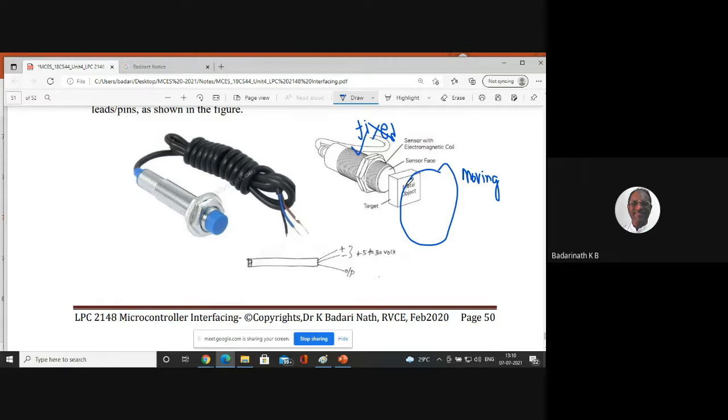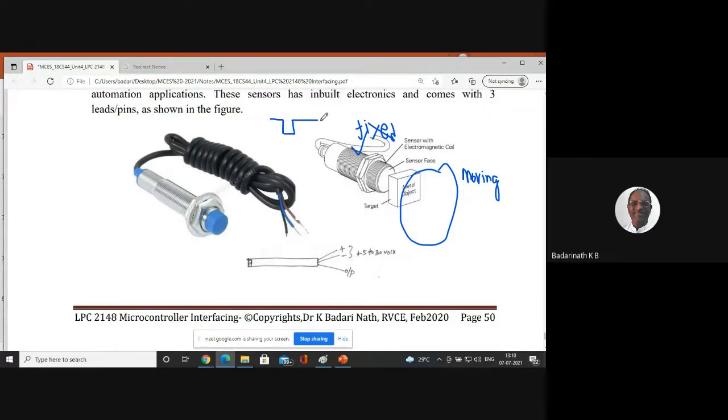I fix the metal point, only one point. As soon as it moves, whenever the metal point comes near, it generates one pulse. So it generates just one pulse, let's say low to high. Then again after some time, another pulse it generates. That means whenever it moves here, I'm getting pulses.